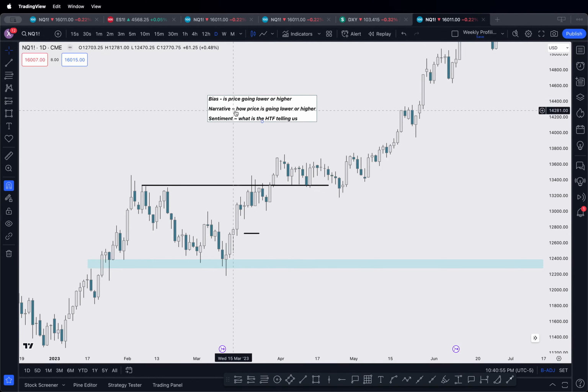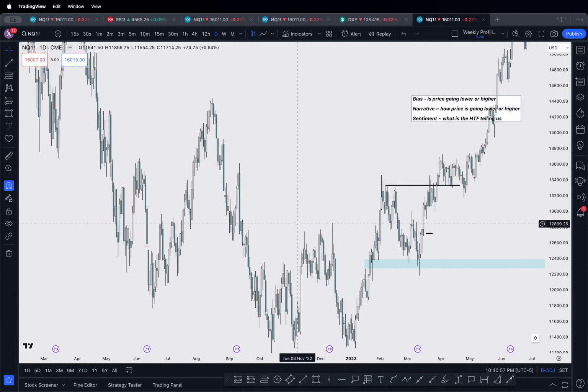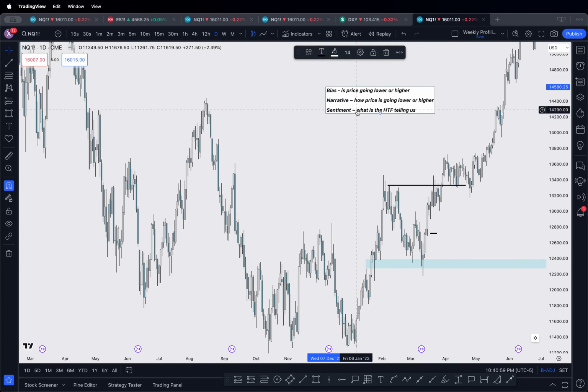Yeah. So basically, it's just like a long-term perspective. Yeah, exactly. Long term, short term, and then the narrative is very short term, right? Like narrative is like, what is price doing? What are these candles doing, right? Yeah.